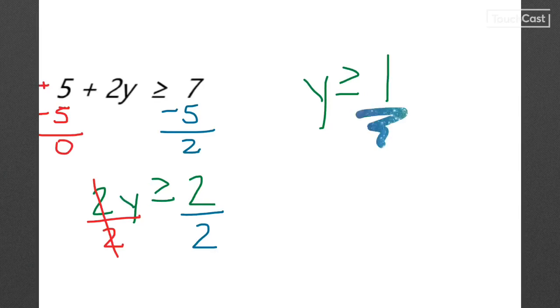Y can be greater than or equal to the number 1. So it could be 1 or it could be 1,000,000. Y could be any number bigger than 1 or equal to 1.